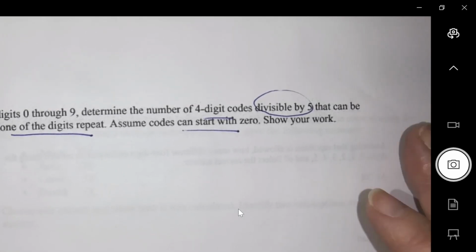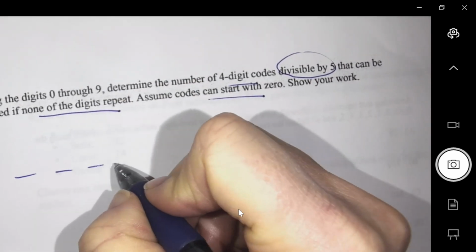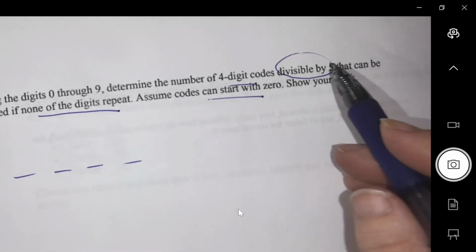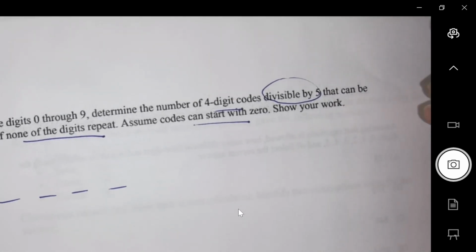Okay. I'm going to draw my 4 blanks. I get a 4-digit code. Tell me, how do I know a number is divisible by 5? What makes any number in math divisible by 5? Like, why is 45 divisible by 5? What makes it?